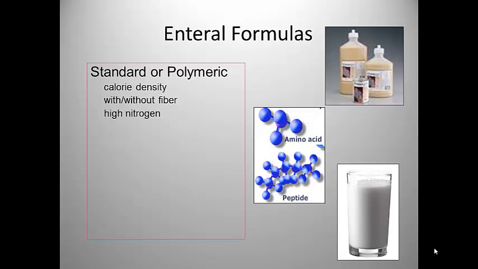Subcategories of standard polymeric formulas are based on calories per milliliter. The standard formula generally will have 1 calorie per milliliter and be about 85% water. However, there are 1.2 and 1.5 and even 2.0 calories per milliliter, which give us 70% water. Higher calorie formulas require that extra water be given, even though all patients will need extra water regardless of the type of standard formula that's selected.